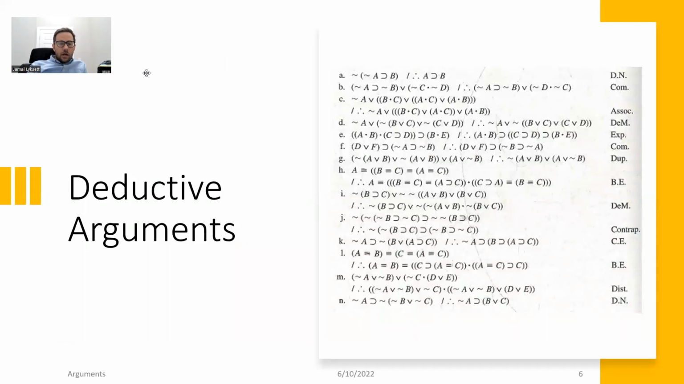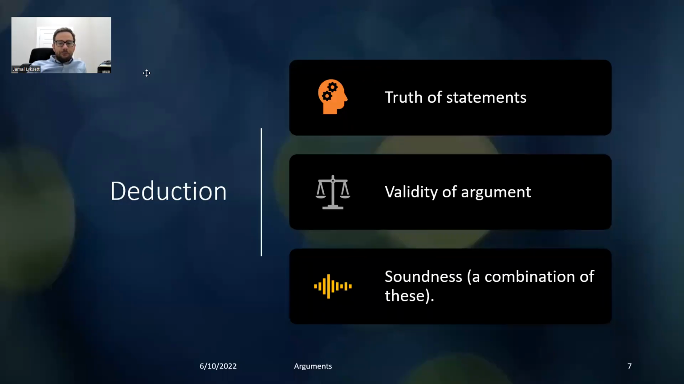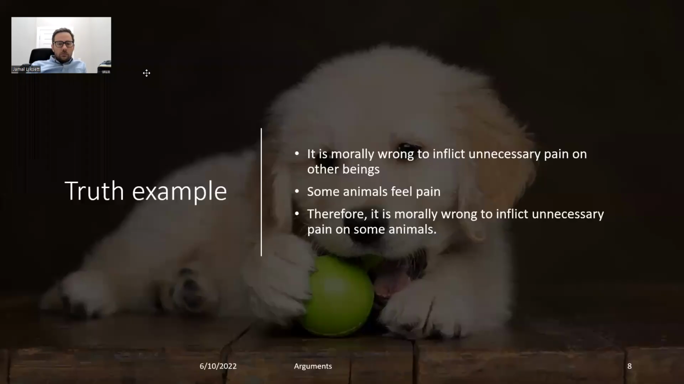So let's focus now on deductive arguments. We're looking at a couple of things. First of all, we're going to look at the truth of statements. Are the statements true or false? Then we're going to look at the validity of the argument. We're going to bring these two things together and then determine whether or not the argument is sound.